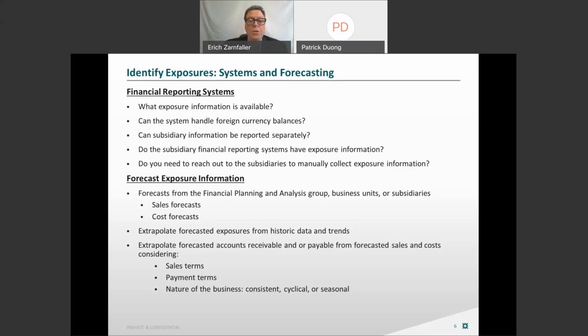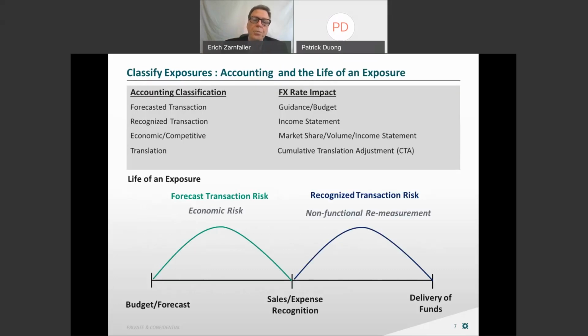To extrapolate any exposures from historic data, the underlying terms of the sales or payables and receivables need to be known. Any exceptions need to be identified, and also the overall business cycle needs to be confirmed. Is it consistent, cyclical, or seasonal? Now that we have a broad overview of exposures, both current and forecast, let's classify the exposures and dig a little deeper into the life of an exposure on the next slide.